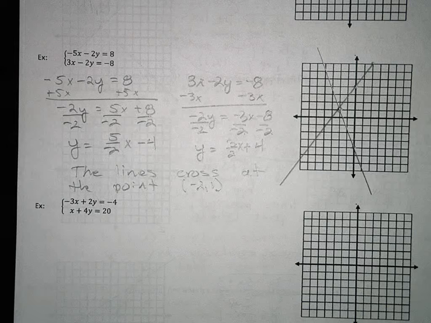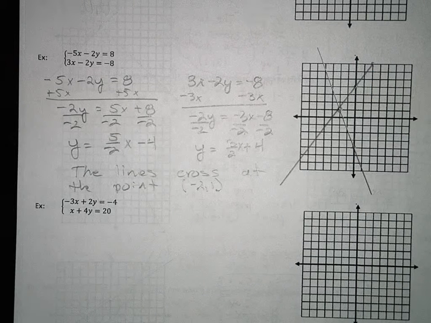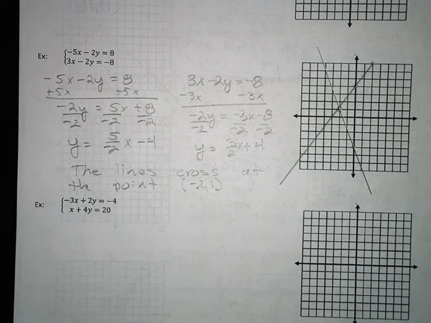This has some problems in that sometimes it's hard to be accurate. Maybe the intersection is really far away and it's hard to see. So we need some algebraic way. So that's what we're going to learn today, is how to do it by solving and not by graphing. Okay, so this is a different method to do the same thing.